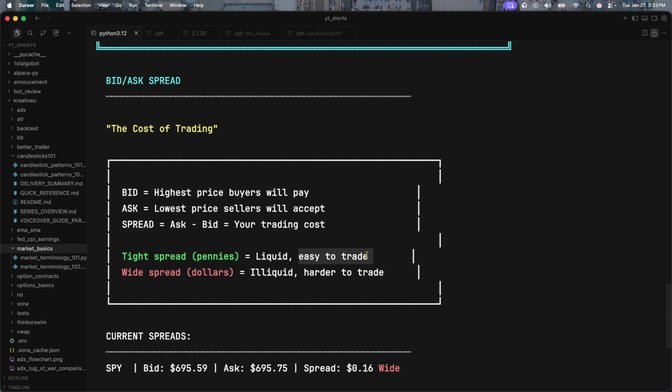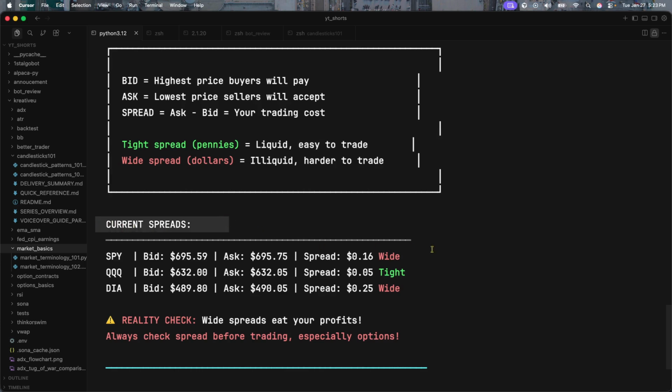So if you're buying a stock and you want to get out of it, if it's illiquid, you're not going to be able to get out as fast as you want to. Where if it's easy to trade, you can get in and out of it super quick. Now, SPY is one of the most liquid ETFs out there, because there's a lot of volume. A lot of people are trading SPY. You have QQQ, another example of a very liquid, tight spread ETF.